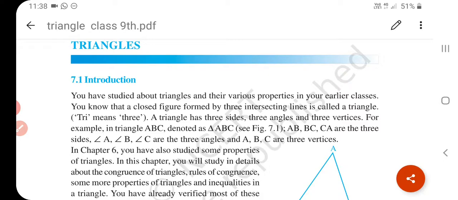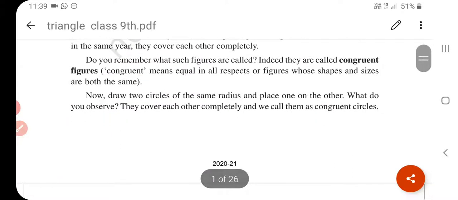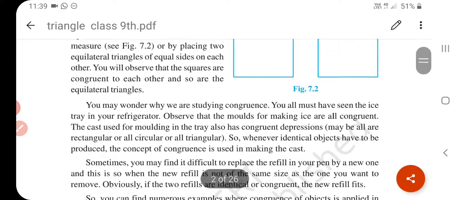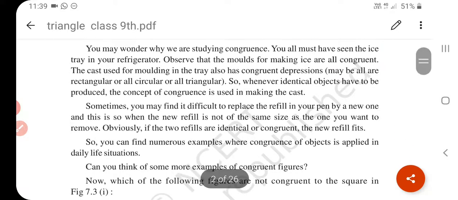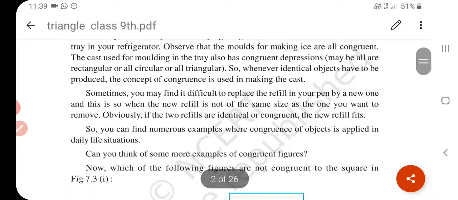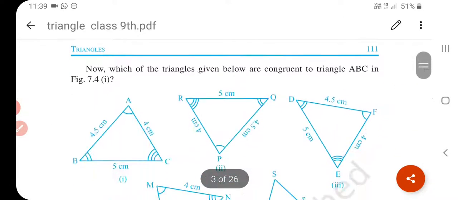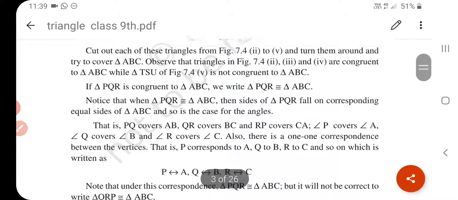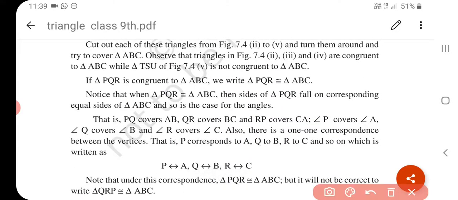So we can say that the two triangles are congruent to each other. And we can see what the sign of congruence is. This is the sign of congruence of triangles, and this is the corresponding side.